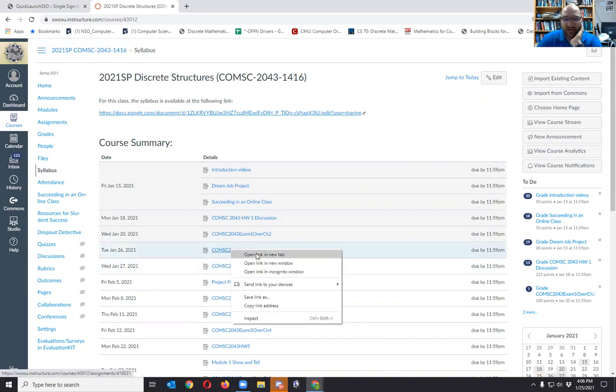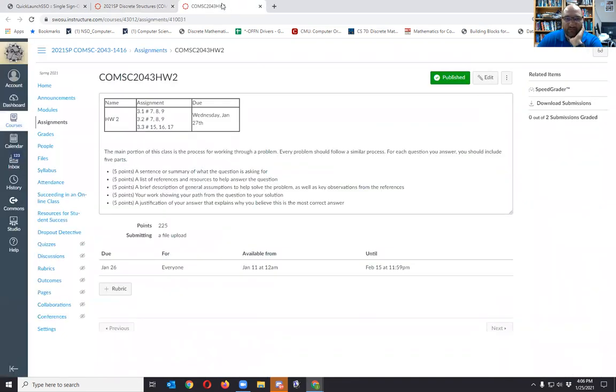So let's go ahead and open up this new tab. And here are the problems that we need to work through. We need to work through section 3.2, 7, 8, and 9. And I'll be honest with you, I really don't remember what those are right off the top of my head. So I'm going to open up the syllabus in a new tab.